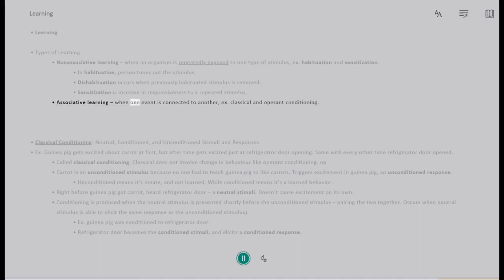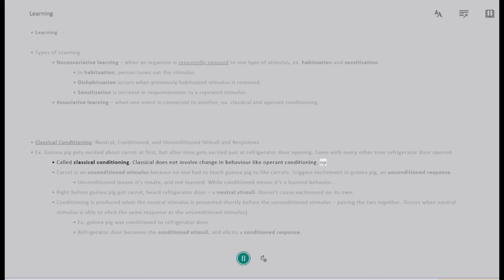Associative learning is when one event is connected to another: classical and operant conditioning. Classical conditioning involves neutral, conditioned, and unconditioned stimuli and responses. A guinea pig gets excited about a carrot at first, but after time gets excited just at the refrigerator door opening. Same with every other time the refrigerator door is opened. This is called classical conditioning. Classical conditioning does not involve a change in behavior like operant conditioning.